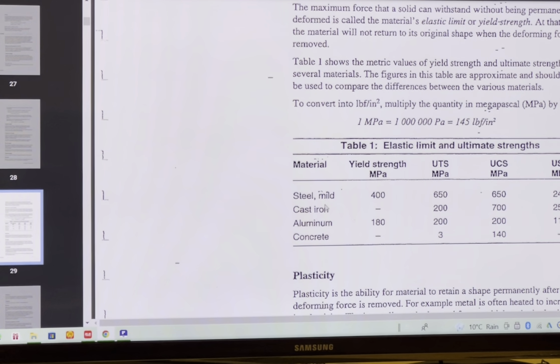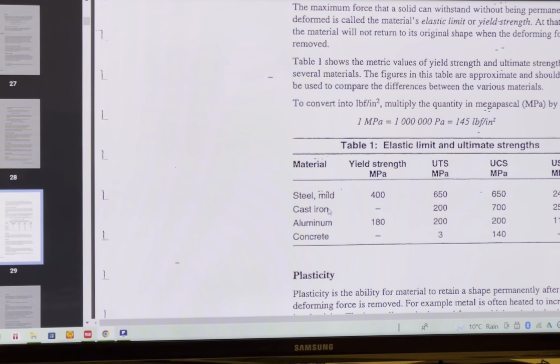For example, for yield stress, steel is bigger. Cast iron, no, because cast iron is very hard, so it breaks very easily. Aluminum is a softer material and has a lower yield. Mild steel is also softer here.